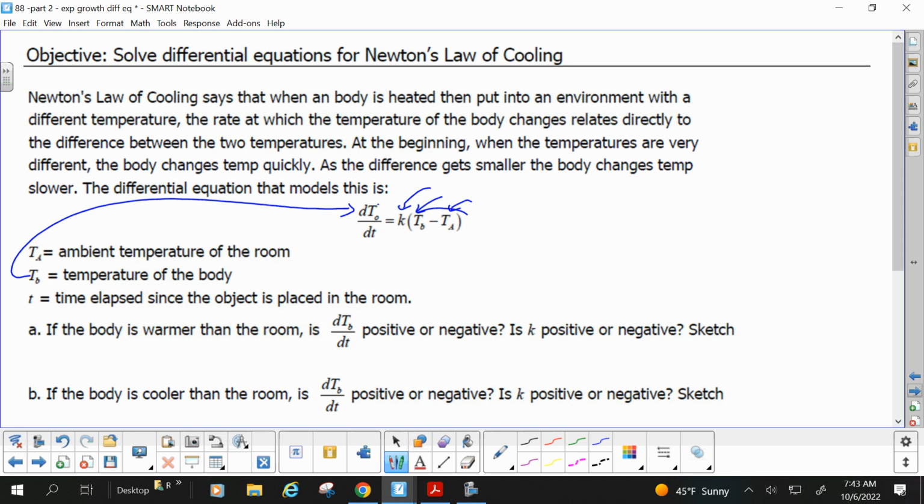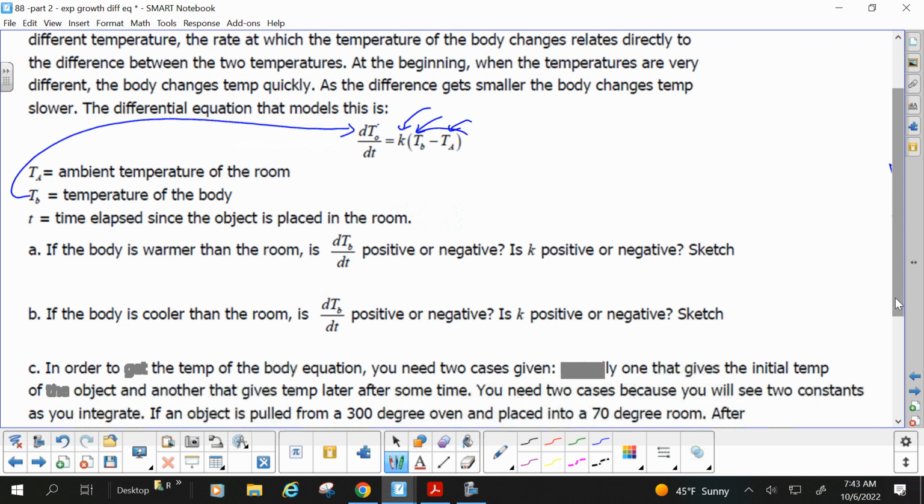Altogether then, this is the rate of change in the body, but it's not the temperature of the body. In this case, it's easier to start with how the temperature is changing, what goes into that, than to just go to the body temperature. We actually need to work up to that.